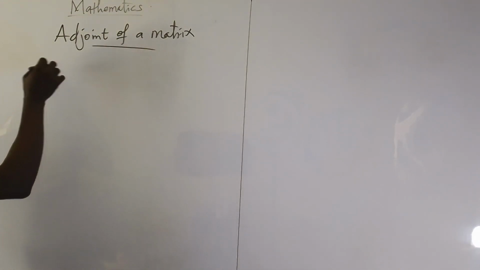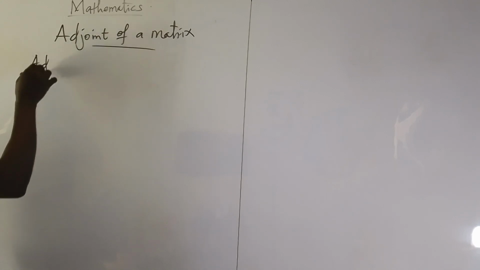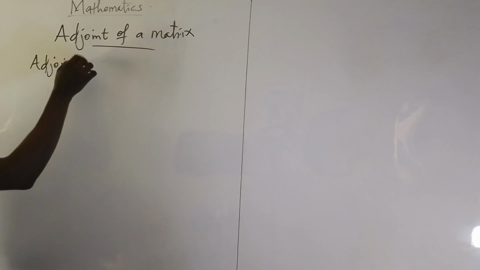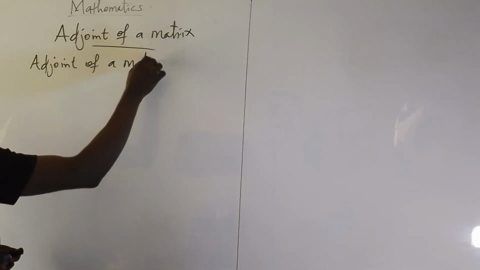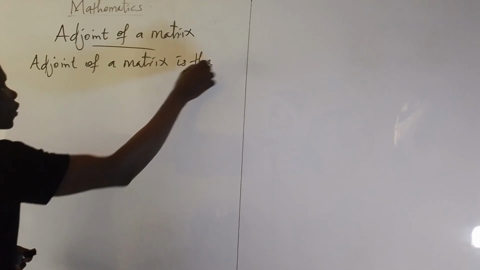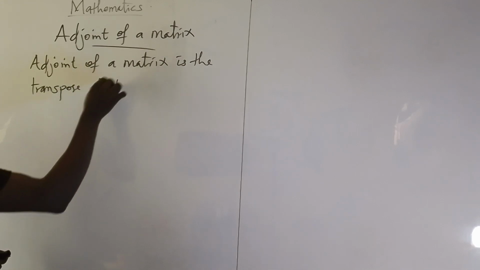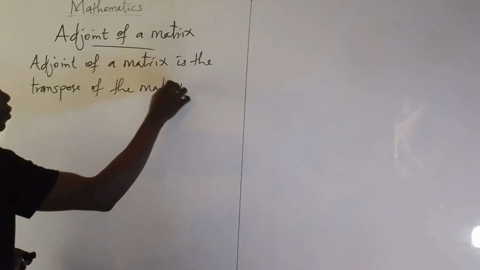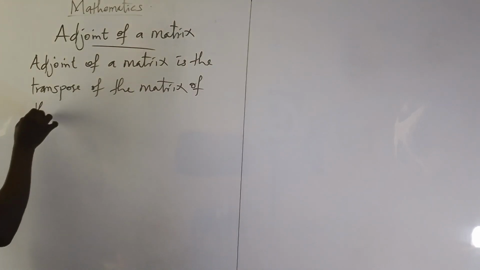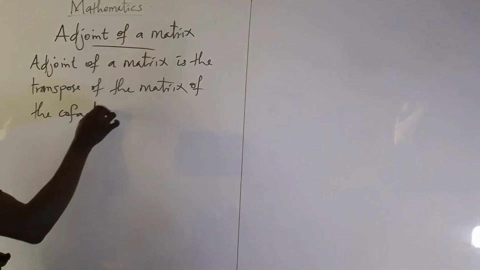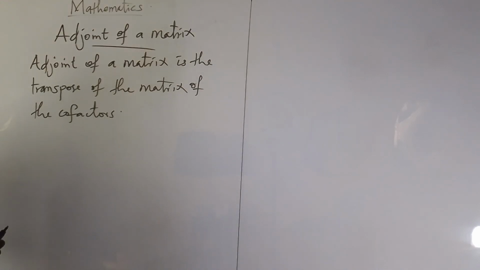Now by adjoint of a matrix, it simply means the transpose of the cofactor matrix. Adjoint of a matrix is the transpose of the matrix of the cofactors. Which means that before you can find the adjoint of any given matrix, you must have gotten the matrix of the cofactors. So once you get the matrix of the cofactors, we simply transpose it.